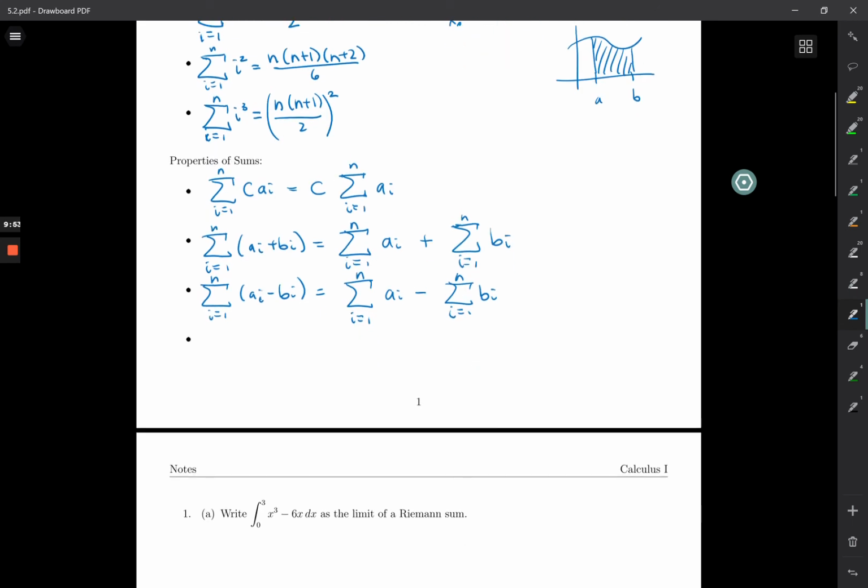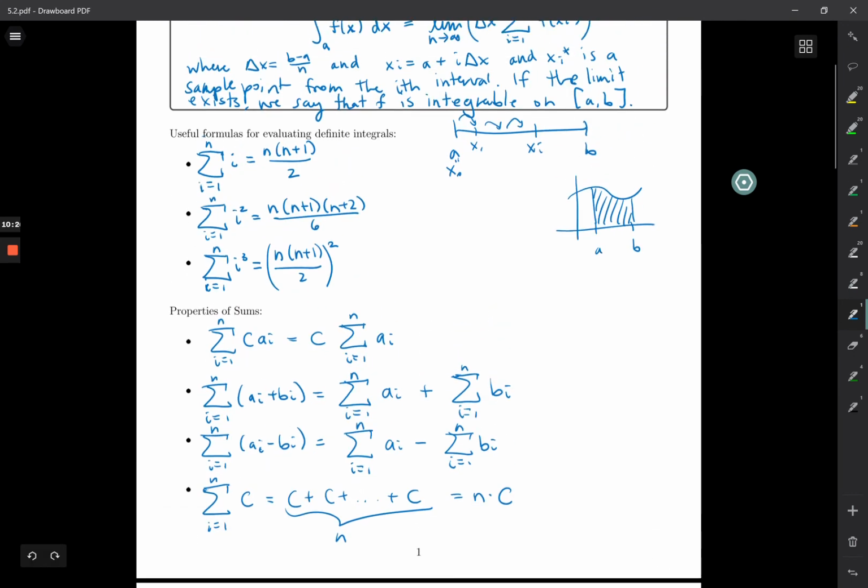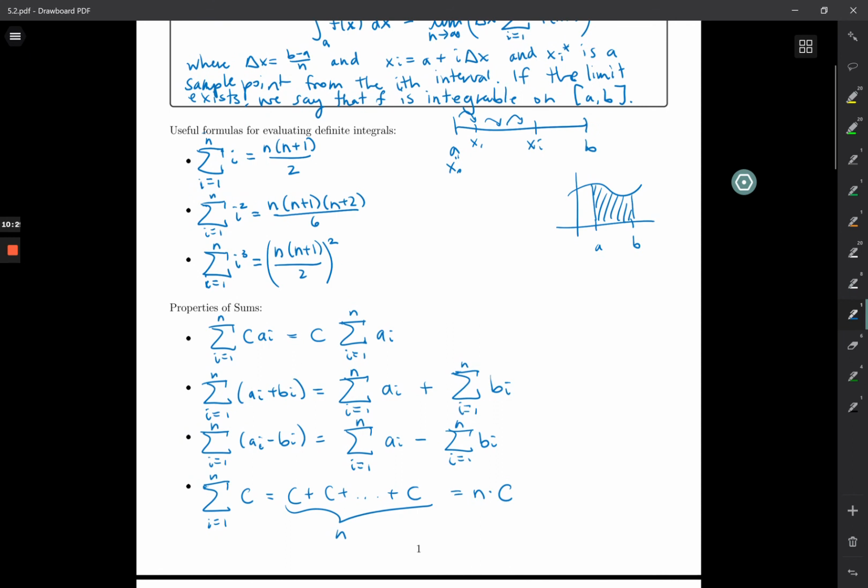And then lastly, this was something we touched on just a little bit in the last section. If you sum a constant n times, so if you take c plus c plus c and you do this n times, whatever n happens to be, then what you'll get is n copies of c, which we know is just n times c. Okay, so that is also helpful. Okay, so I'm going to stop here and we are going to do an example of computing a definite integral in the next video.